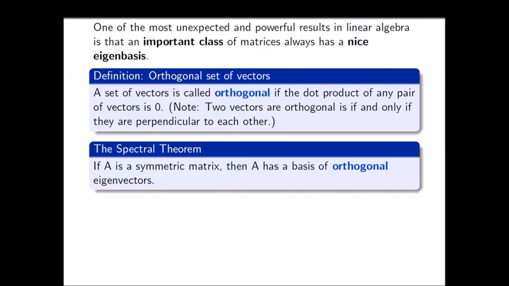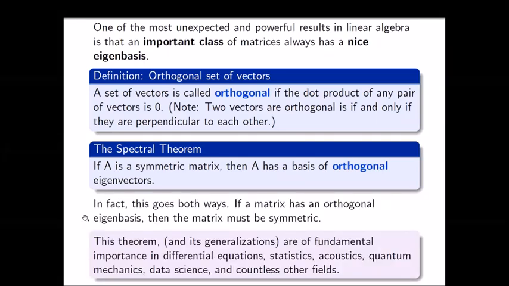So the big result is that if A is a symmetric matrix, and that is our important class of matrices, then A has a basis of orthogonal eigenvectors. So not only does A have an eigenbasis, the vectors in the eigenbasis are all orthogonal to each other. This actually goes backward as well. That is, if A has an orthogonal eigenbasis, then A has to be symmetric. So this theorem and all of its generalizations are applied in a lot of different areas.